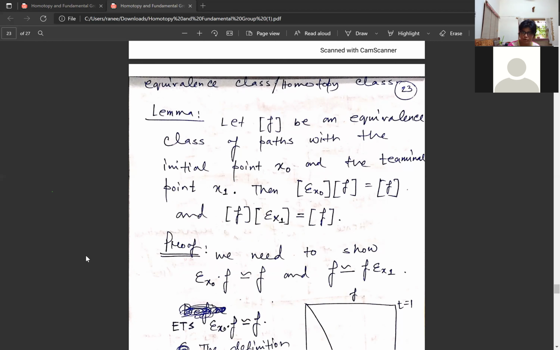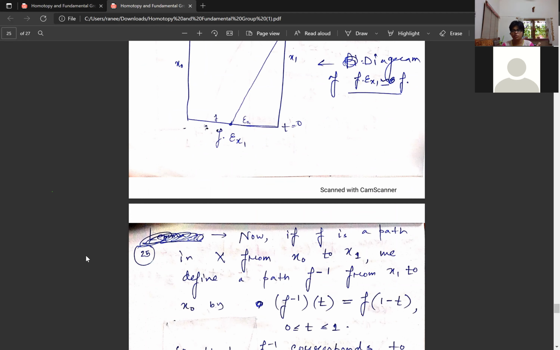But the closure property will hold, because closure property means whether we can make products of two equivalence classes of paths. That we can do, right? As long as we have a path from x0 to x1 and another path from x1 to x2, then we can make the product of them. But that will not be enough in some sense, just because of this identity element.